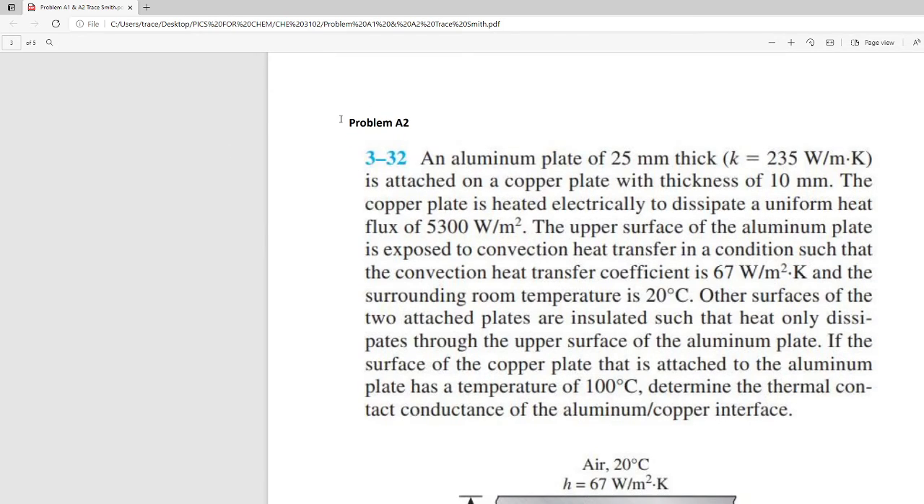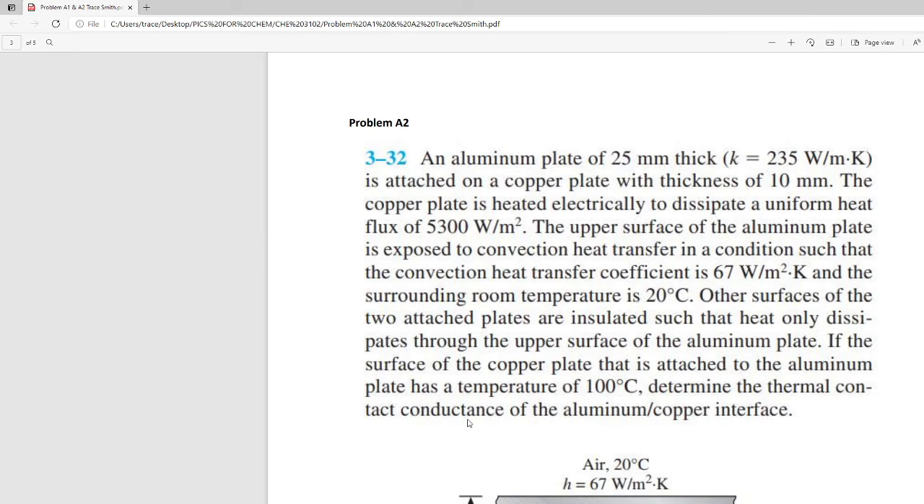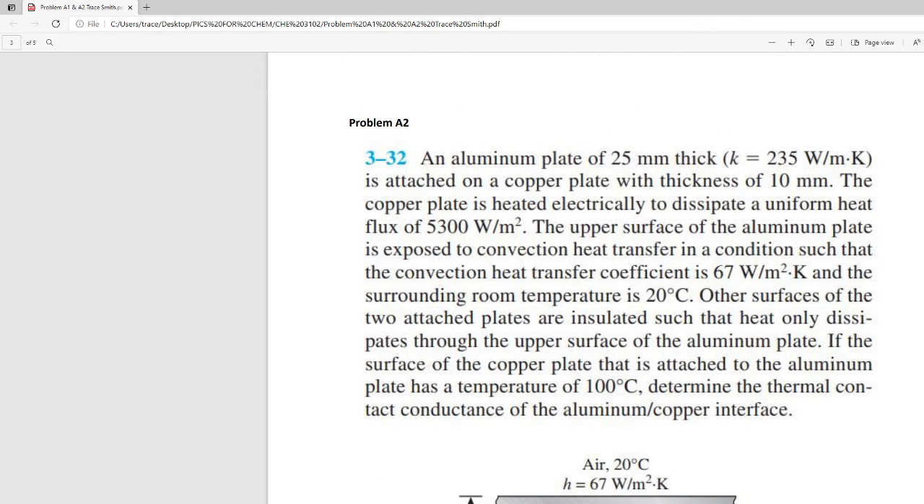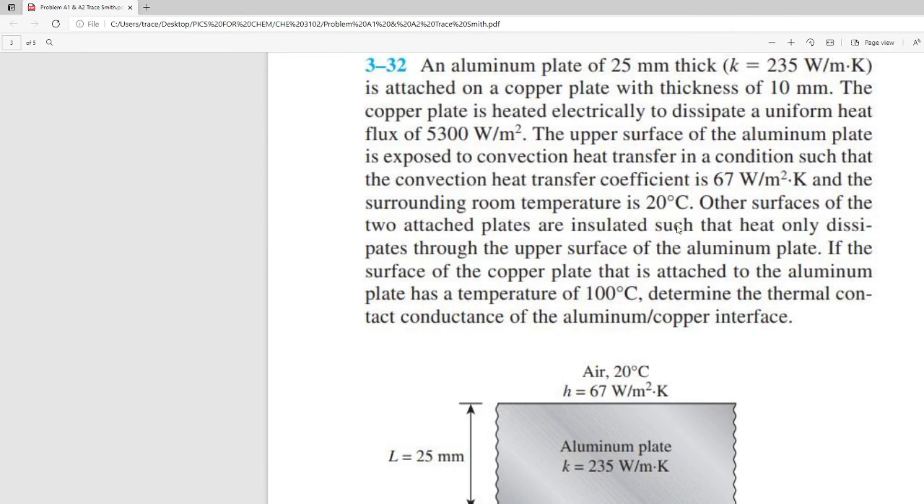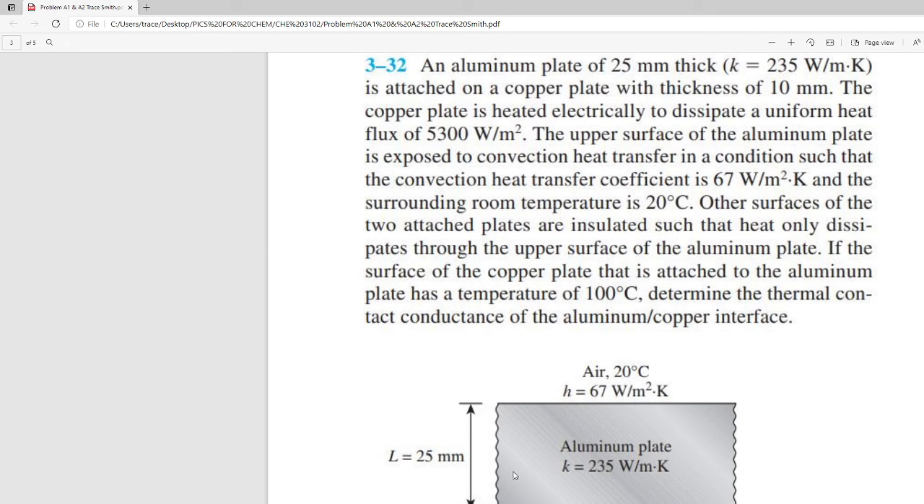And then for my problem that I selected, the aluminum plate, you can read this yourself, but basically, we had to determine the thermal contact conductance of the aluminum copper interface here. And we're given some different values: thickness, convection heat transfer coefficient, heat flux, some different values we were given here.